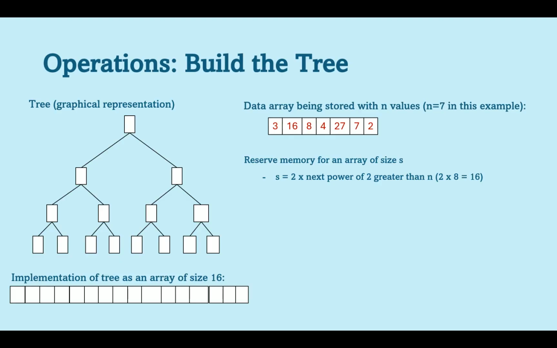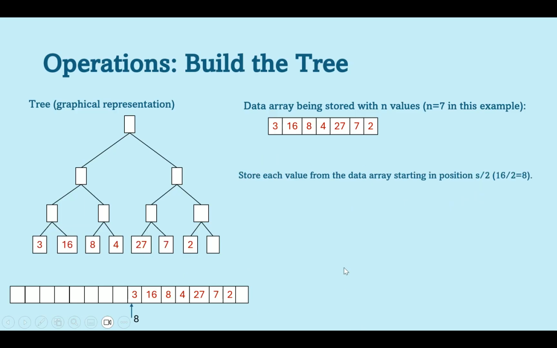First, we're going to need to reserve memory for an array of size s. From this equation, we know that s is equal to 2 times the next power of 2 greater than n. For this example, we calculate that s equals 16. Then we are able to reserve the memory for an array of that size. We're then just going to store all the values from our array, starting at the center position of the new array, meaning the position of s divided by 2, just 16 divided by 2.